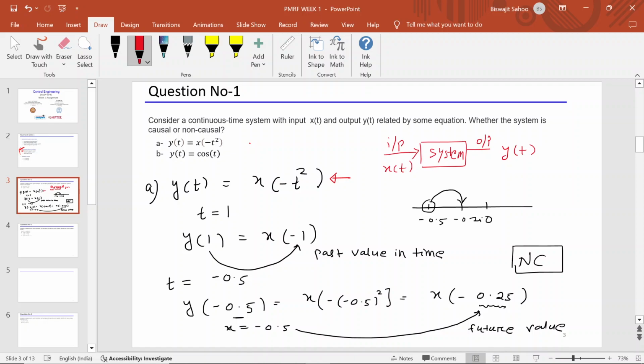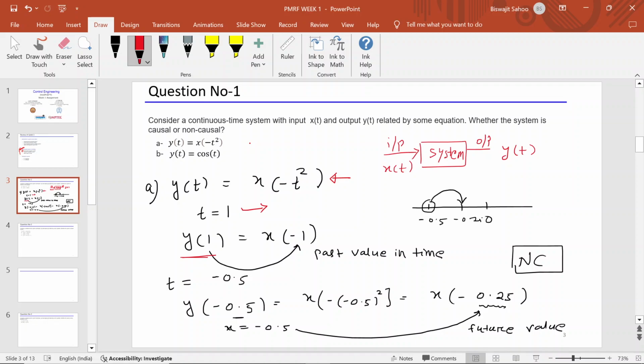If at any point of time your present output depends on any future value, then that is a non-causal system. So you have to verify, for every value of t, that the output you are getting depends on your present input as well as the past input. So I have checked two values. Let's say I have checked for t equal to 1. If you put t equal to 1 in that equation, you will get y of 1 equal to x of minus 1.